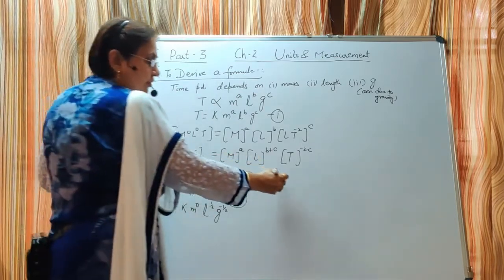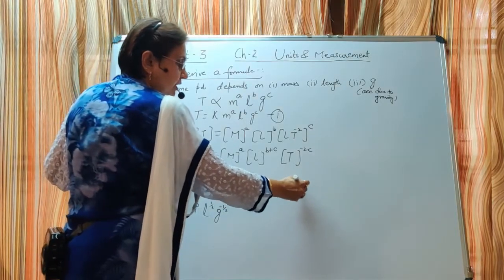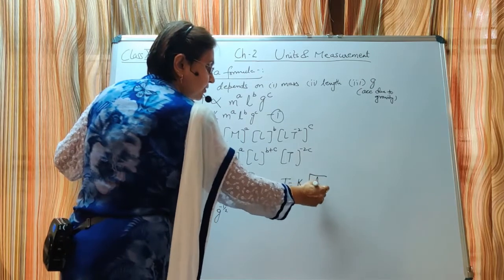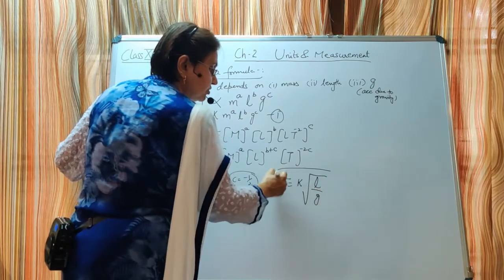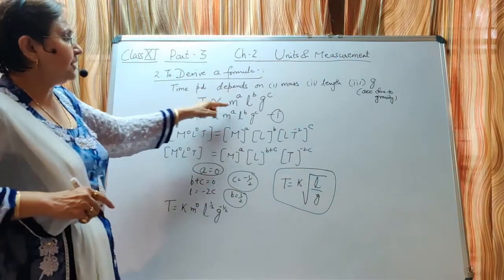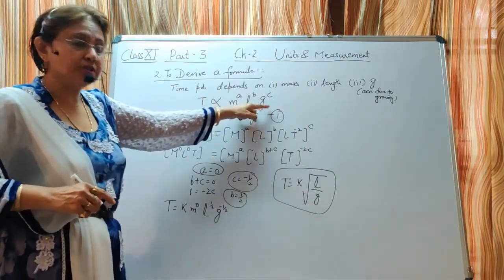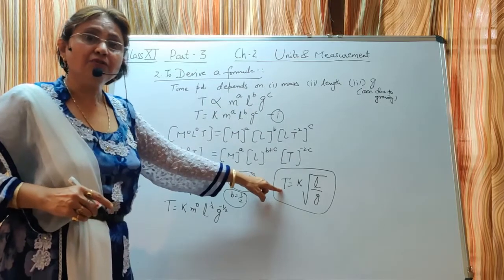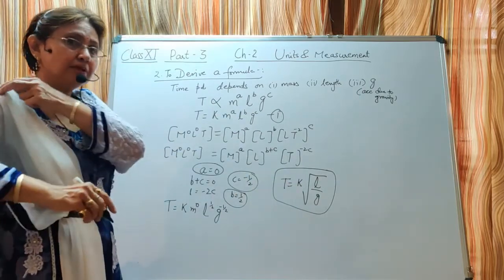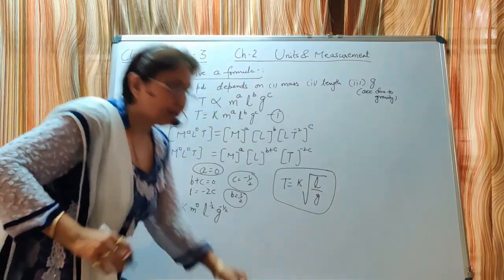So what is the formula for the time period? T is equal to K. This can be written as under root L upon G. So this is the formula for the time period. So knowing that the time period depends upon all these terms, we can find out the formula for the time period, which is K under root L by G. Let us take one more example.